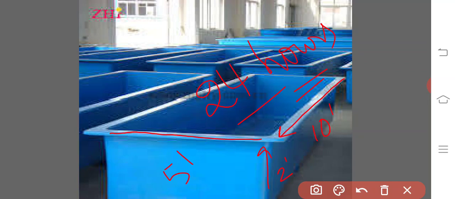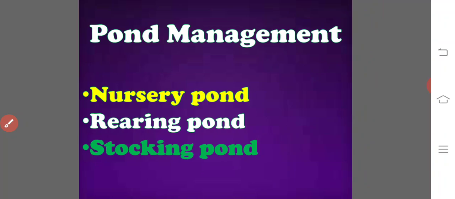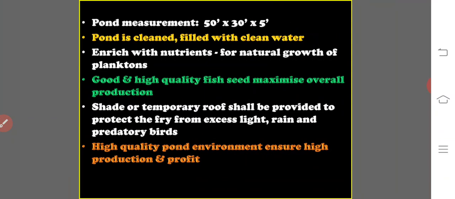Then they will be transferred to another tank, that is known as the nursery tank. The subsequent tank is the nursery tank or nursery pond. See the management of nursery pond, rearing pond and the stocking pond. This is the nursery pond. So the nursery pond is used to grow the spawn or fry to the advanced fry or fingerling stage. Usually the primitive stages are grown in the nursery pond.